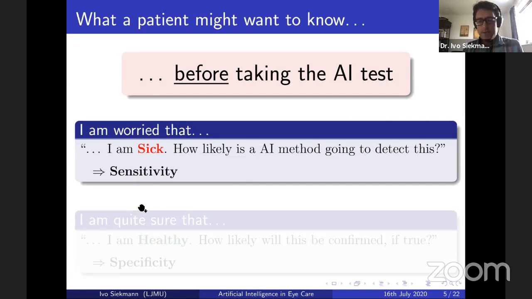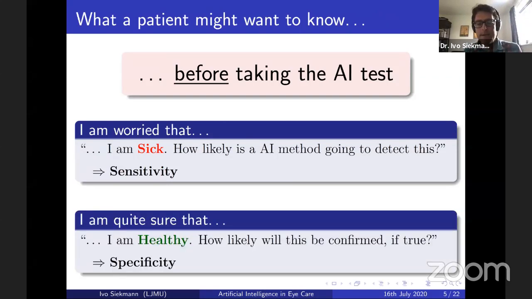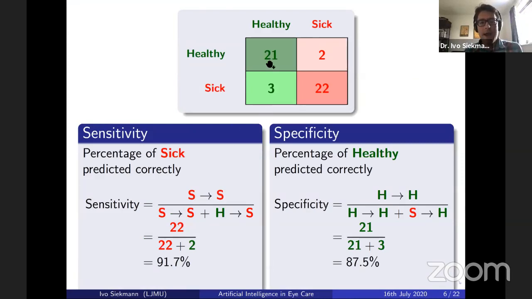So of course, you can also be a more optimistic patient. You can say, okay, I am quite sure that I am healthy, but how likely will the AI method give me confirmation that I am healthy? And this quantity is called the specificity. Now, when we look at our example, we see that we have predicted 21 healthy patients as healthy, but in total, we have 21 plus 3 patients that are actually healthy. And this is the specificity.